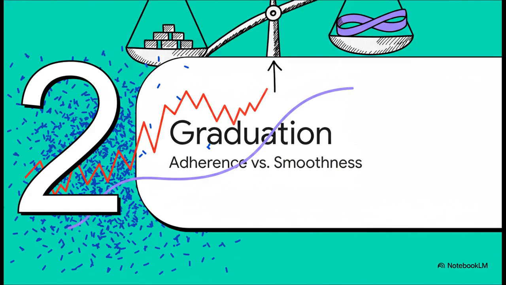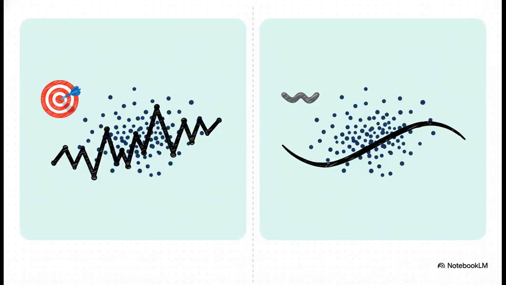Graduation isn't just some cold mathematical formula. It is a balancing act. It's this constant push and pull between two competing goals: sticking as close as you can to the data you actually saw, and creating a final result that is perfectly smooth and logical. Nailing that balance, that's everything. So let's break that down.